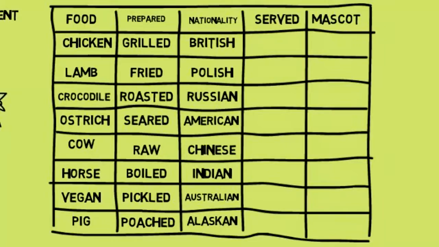Now we have 3 columns completed. We know the ingredients and how we will prepare it, and also what nationality we will choose the recipes from.